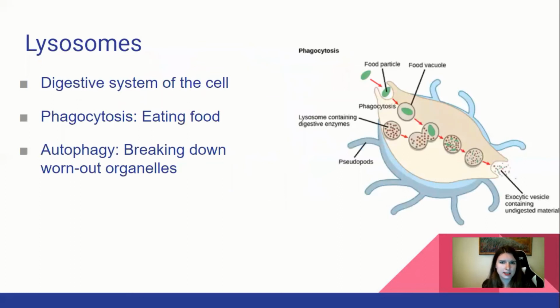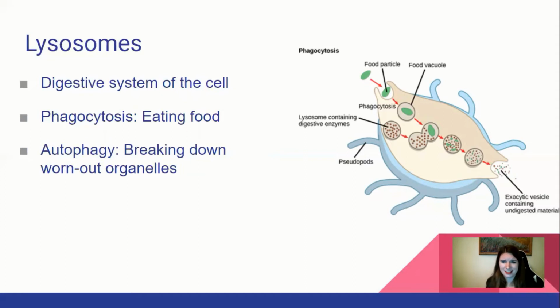So let's take a look at that lysosome. The lysosome is basically like a specialized vesicle. It's a membrane, a little bag with some proteins in it, and specifically those proteins are digestive enzymes. So the lysosome acts like the stomach of the cell. It does two different kinds of eating or digesting. It does phagocytosis, which is eating food, so anything that the cell has taken in and wants to break down for energy. And it can also break down worn out organelles.